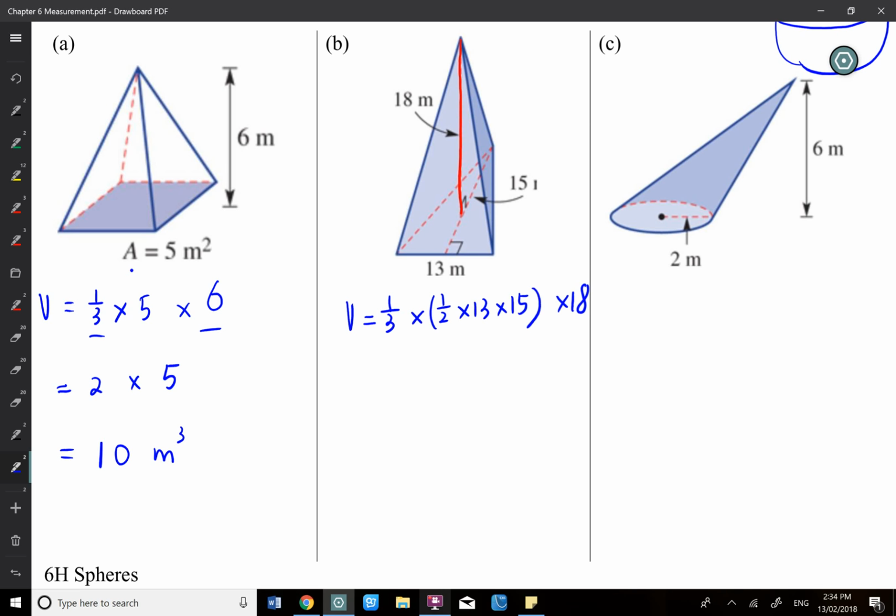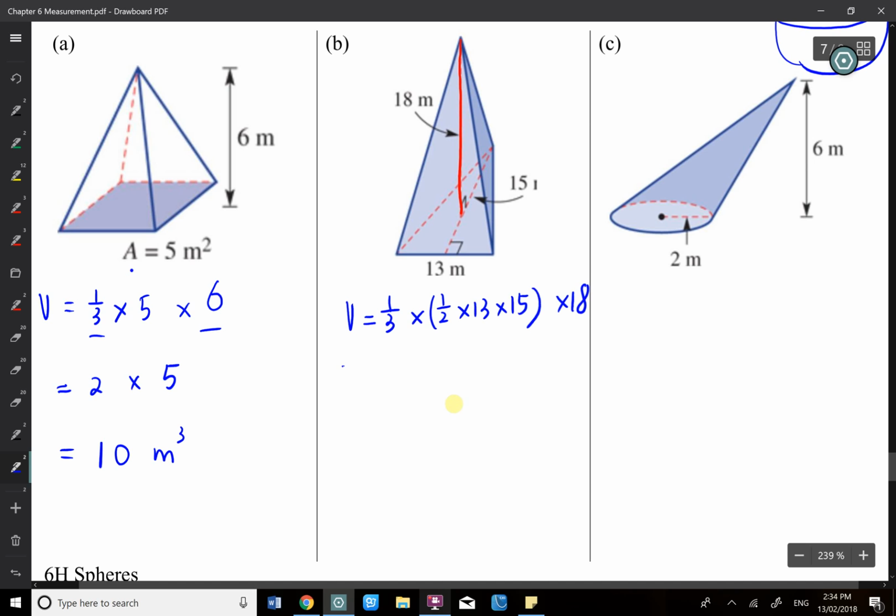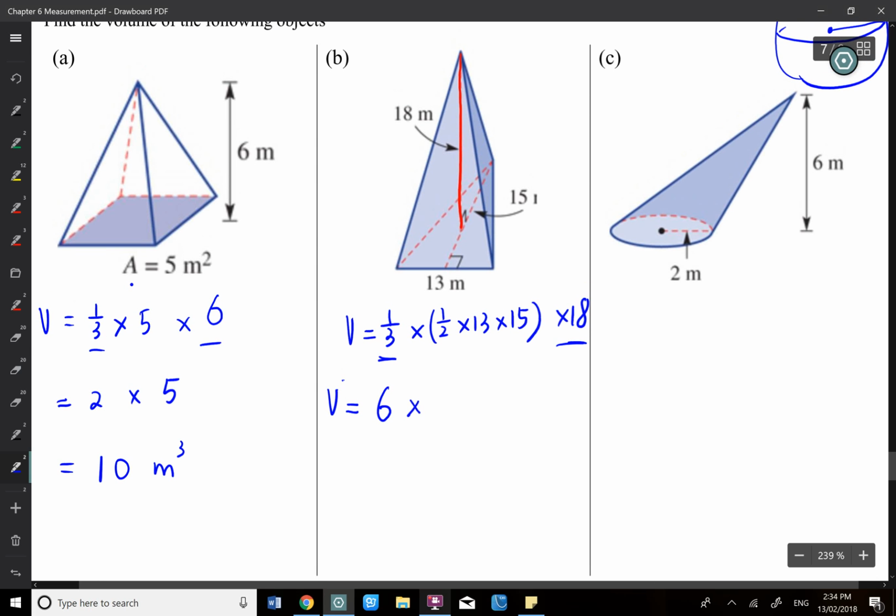Okay, next one. The volume here. Well, I can use a third times 18 first. That will give me 6. And times by, well, let's have a look at the inside. 13 plus 2 is 15, and times by half. So 15 times 13 is 195, and then over 2.